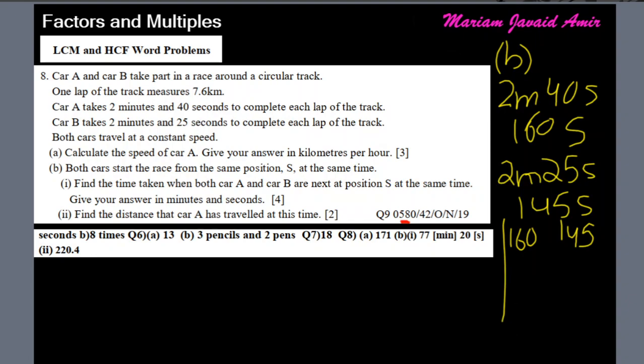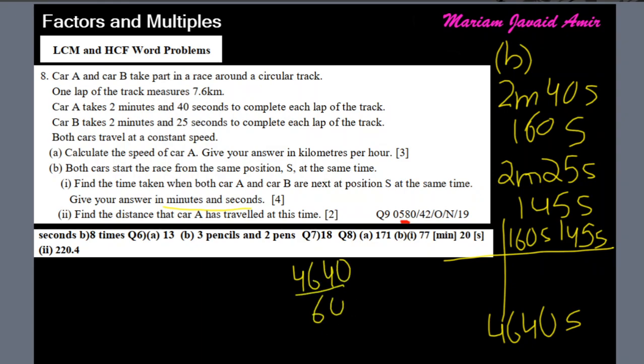I'm honestly not going to do this. You'll do this yourself and you'll notice that you get 4640. Now these were seconds, so we're getting 4640 seconds, but we have to give our answer in minutes and seconds. So 4640, divide this by 60. 4640 divided by 60, I'm getting 77.333. This is in minutes.